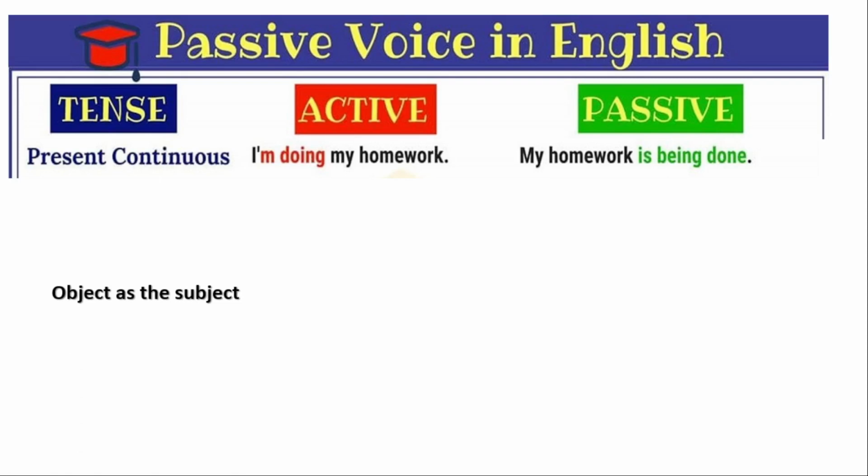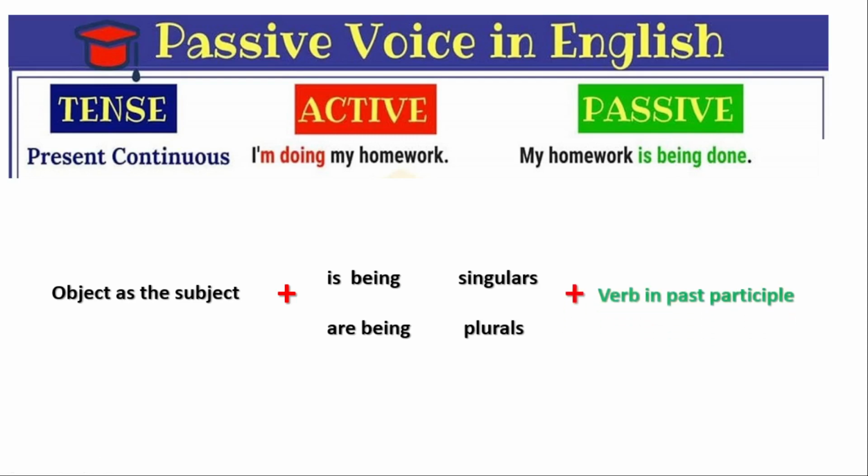So which is the rule? I have to bring my object as the subject. My homework. Then I have to use, look at this, for present continuous, is being for singulars, are being for plurals. In this case, my homework is singular, so I'm going to use is being. And then my verb in past participle. All the passive voice uses the verb in past participle.